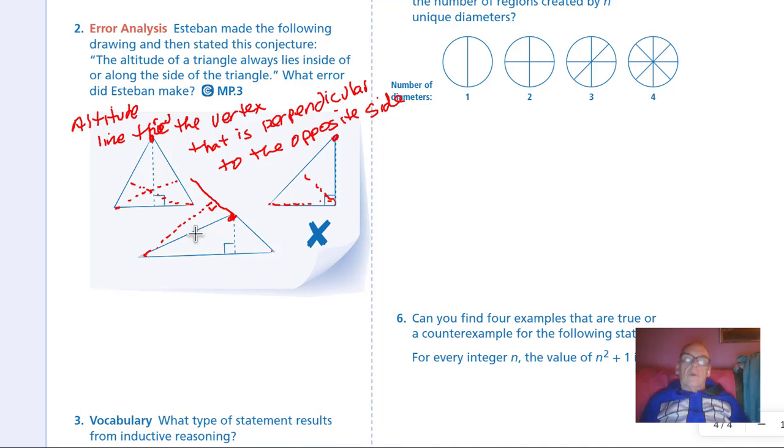So the ones that he drew work, but if you look at this altitude here to this vertex of this triangle that he drew, the altitude actually passes outside the triangle. That's a counterexample. I found a time when his conjecture did not work, which blows the whole hypothesis and makes it wrong.